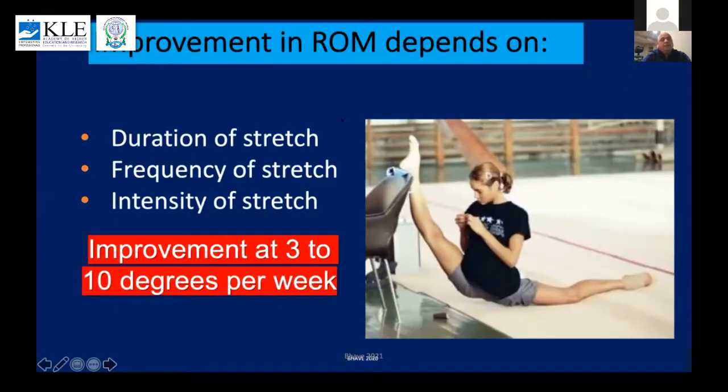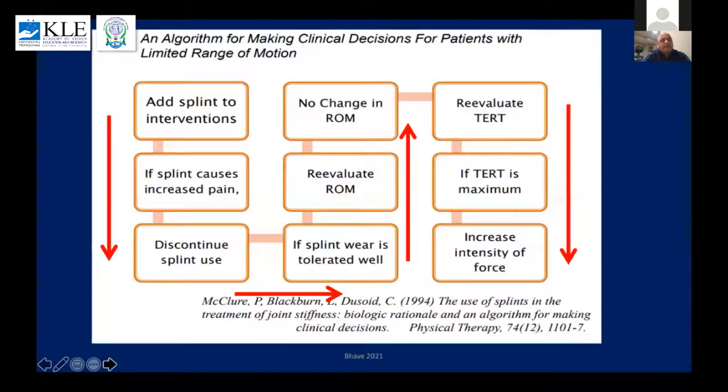And the improvement in range of motion always depends on duration of stretch, frequency of stretch, and intensity of stretch. One of the other things we should always remember is to use this algorithm for the splinting techniques or dynamic splintings. How we use this algorithm is to always evaluate range of motion and always change the total time at end range to move the tissue. And I will explain that in the next slide, please.